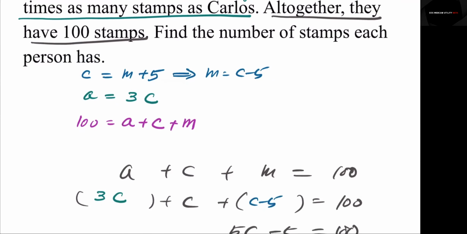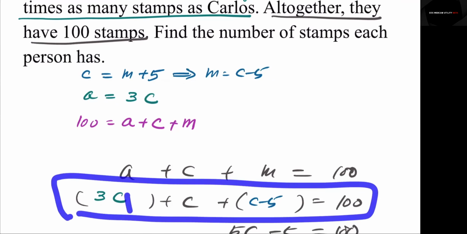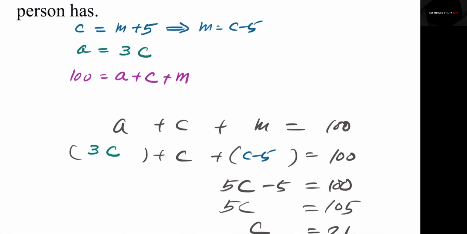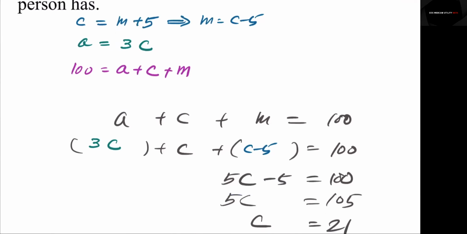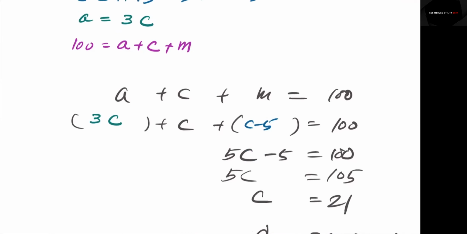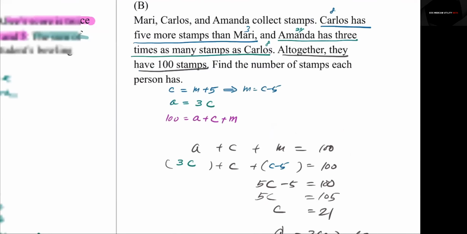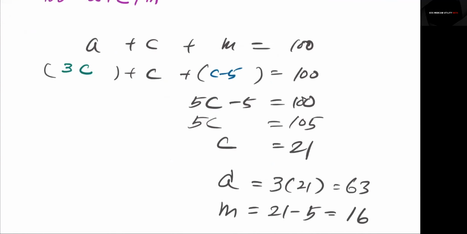As soon as I do that, I got one equation with 3 variables, but they're all C. So there's only one variable, right? So we just have to combine everything, which ends up with 5C minus 5 equal to 100. Solving that, C is 21. So I believe C is Carlos, right? So Carlos has 21 stamps.